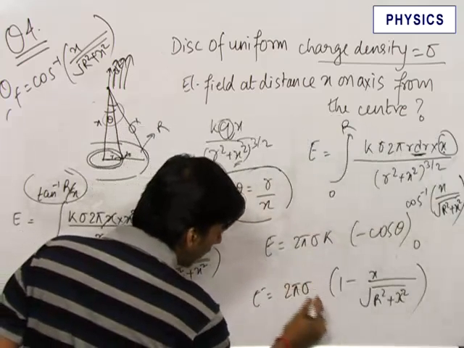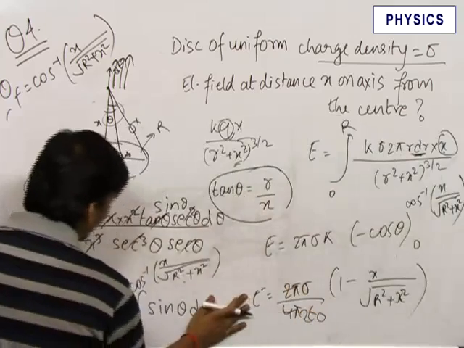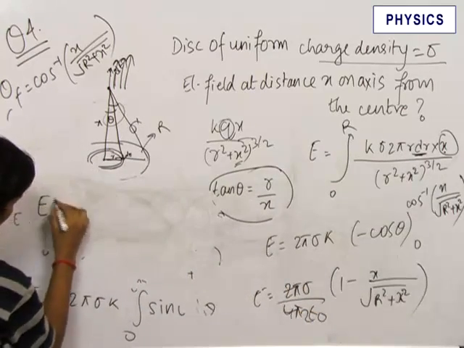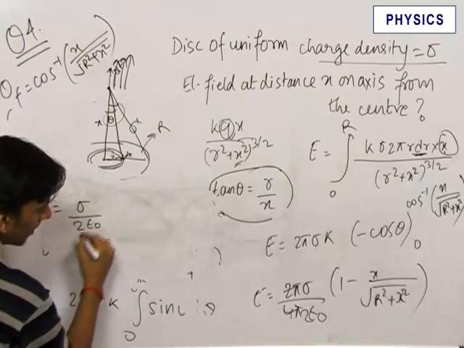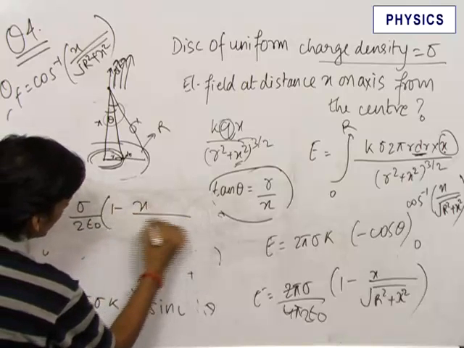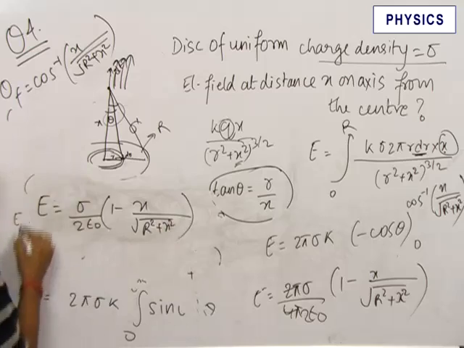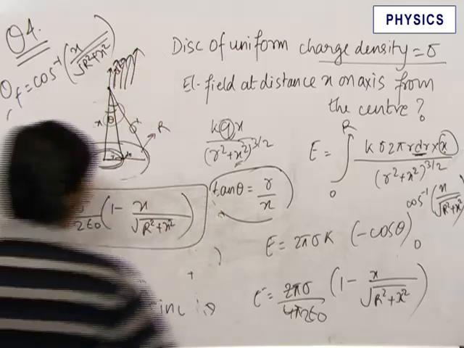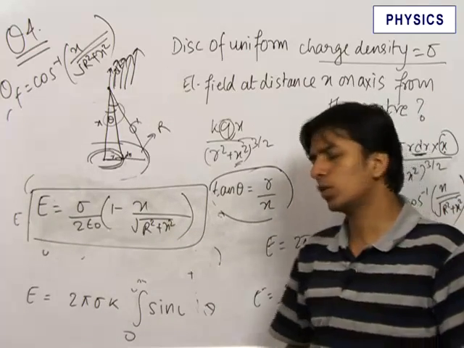K can be written to be equal to 1 upon 4 pi epsilon naught. So we get the final answer for the electric field to be equal to sigma upon 2 epsilon 0 into 1 minus x upon root over r square plus x square, and the direction of this electric field is vertically upwards. So final answer for the electric field comes out to be sigma upon 2 epsilon 0 into 1 minus x upon root over r square plus x square.